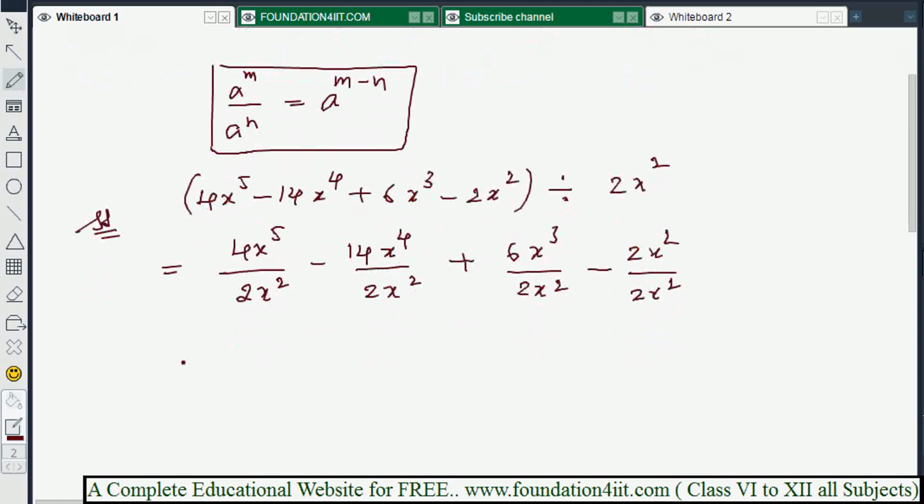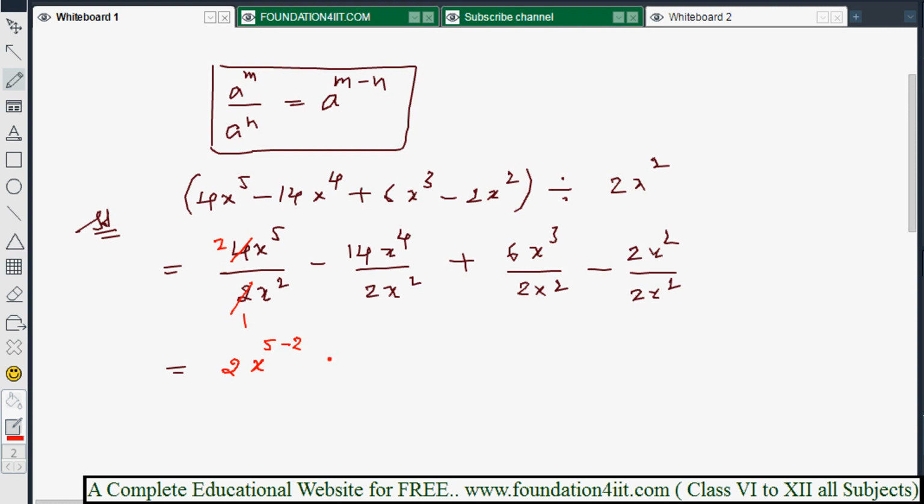Now you can go for cancellations of numbers if you are able to cancel them. So 2 ones are 2, 2 twos I can cancel here. Now the balance is 2 and x to the power 5 by x square. So x to the power 5 minus 2.